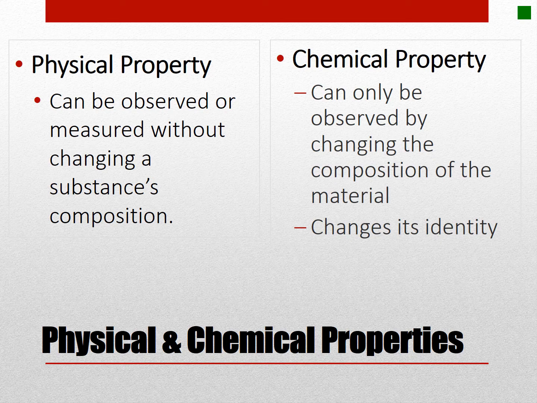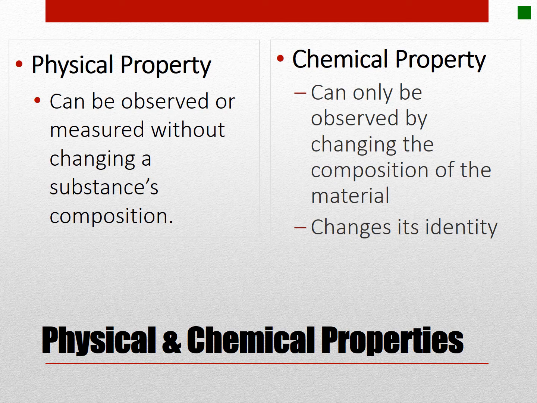A physical property is something that can be observed or measured without changing a substance's composition. So if you know that sulfur is yellow and you have a yellow powder and you have a white powder, then you can say that it's not one of its physical properties of sulfur, so therefore it's not sulfur.